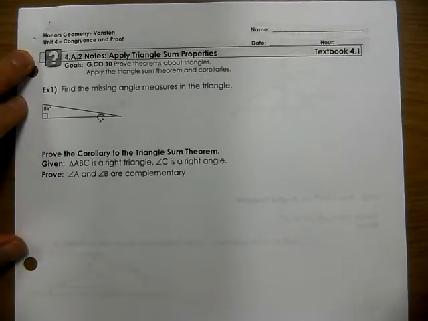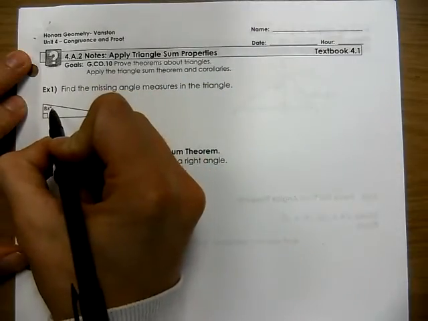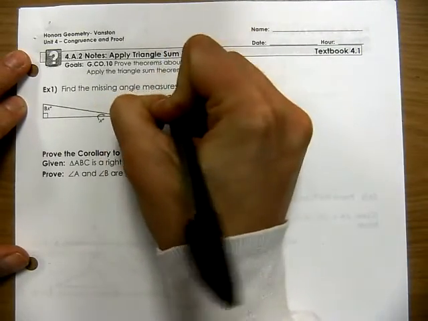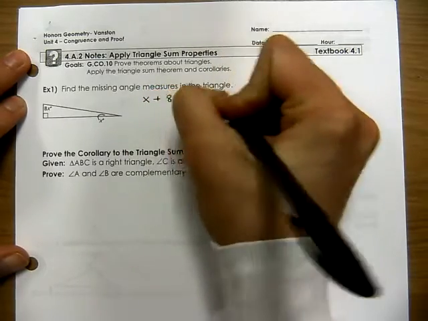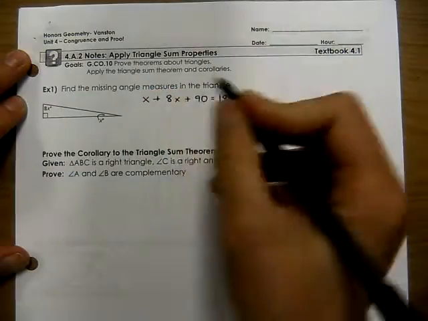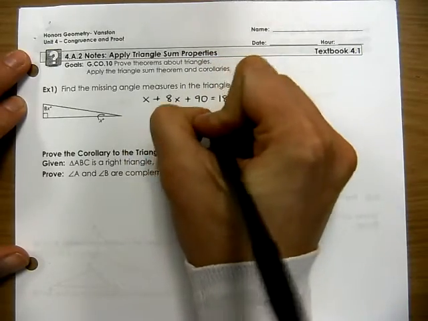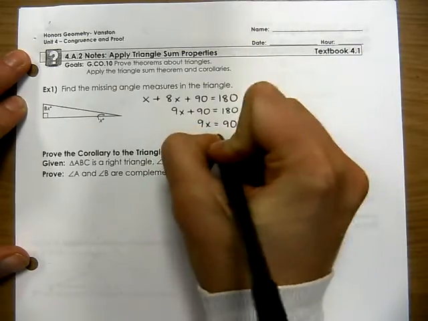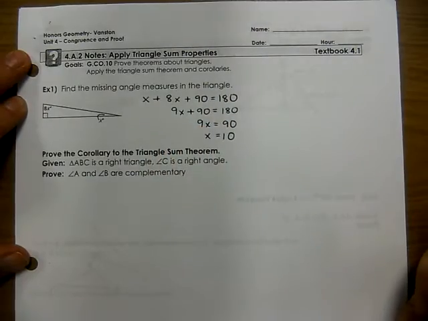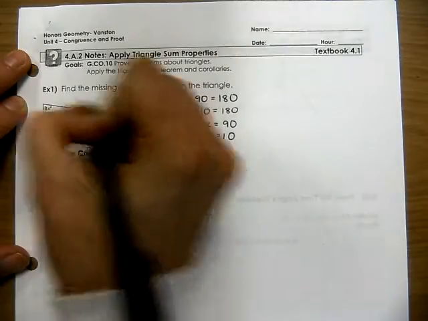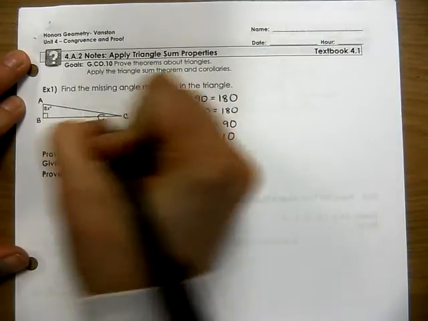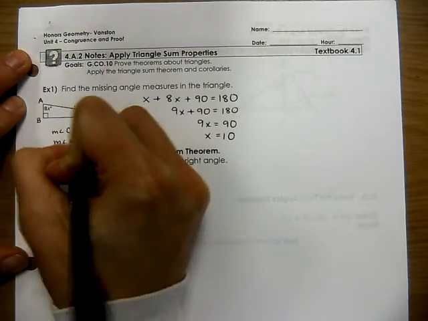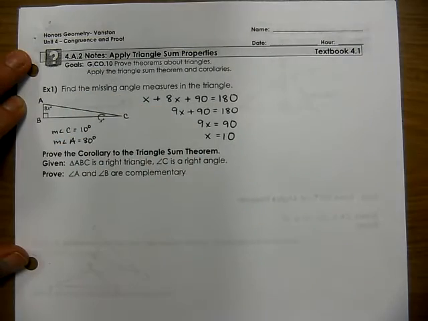All right, now that you've done this on your own, there's a couple ways that I can think of to do this. One is using the fact that this is a triangle, the sum of the measures of the interior angles would be equal to 180, so we'd have x plus 8x plus 90 equals 180. Now if I solve this equation, 9x plus 90 equals 180. I subtract 90 from both sides, divide by 9, I get x equals 10. Well, if x is equal to 10, then the measure of this angle, let's label this A, B, and C, the measure of angle C would equal 10 degrees, and the measure of angle A would equal 80 degrees.